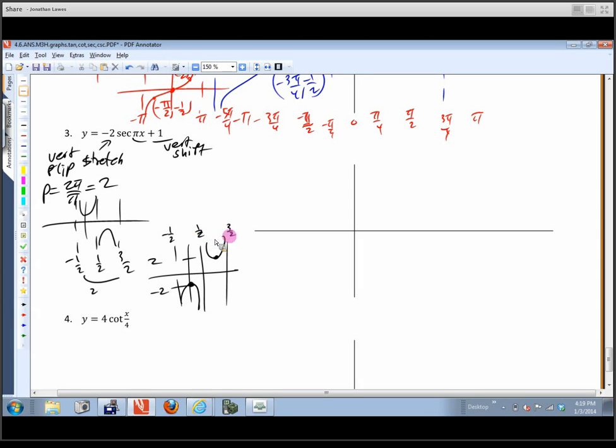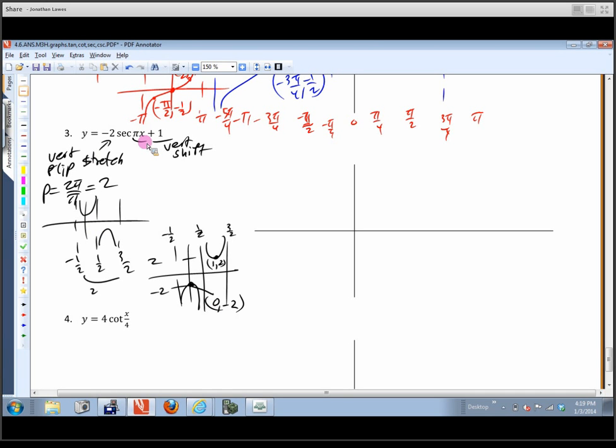Let's identify these points. What's right in between 1 half and 1 and a half? Well, that would be 1 comma 2. And this point right here would be, so I'll label it over here, this would be 0 comma negative 2. Okay? That takes care of everything, so we've vertically flipped it, we've vertically stretched it, we've changed the period. So I've got the right shape.